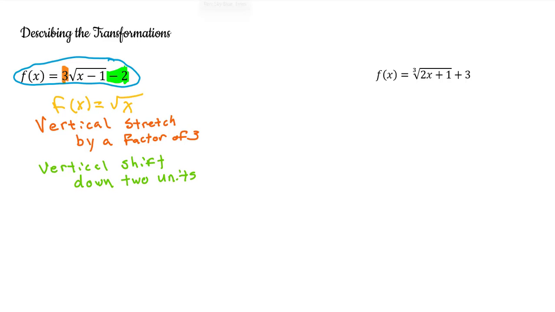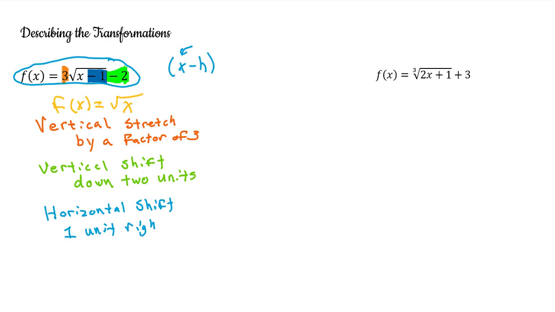All right, great. So now we have one horizontal transformation. That's going to be this x minus 1 portion here. Remember, it's always x minus h, and you want to think about the value of x that's going to make this 0. So what's the value of x that will make this 0? It'll be 1. So we're moving horizontally. This is a horizontal shift 1 unit right. Okay, all right, so that's the first one.